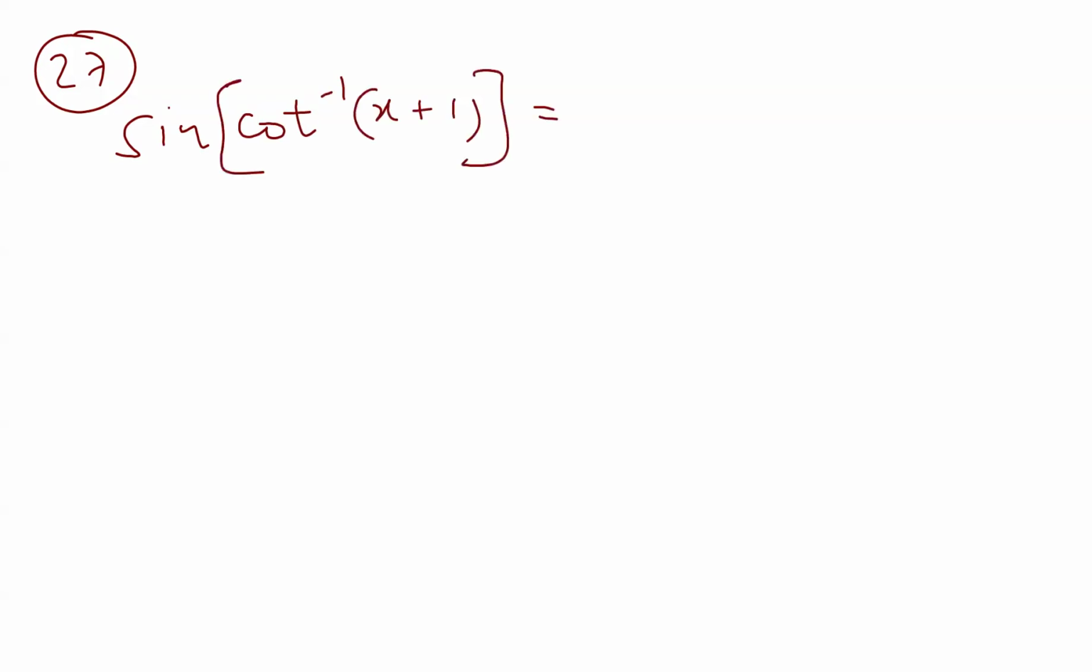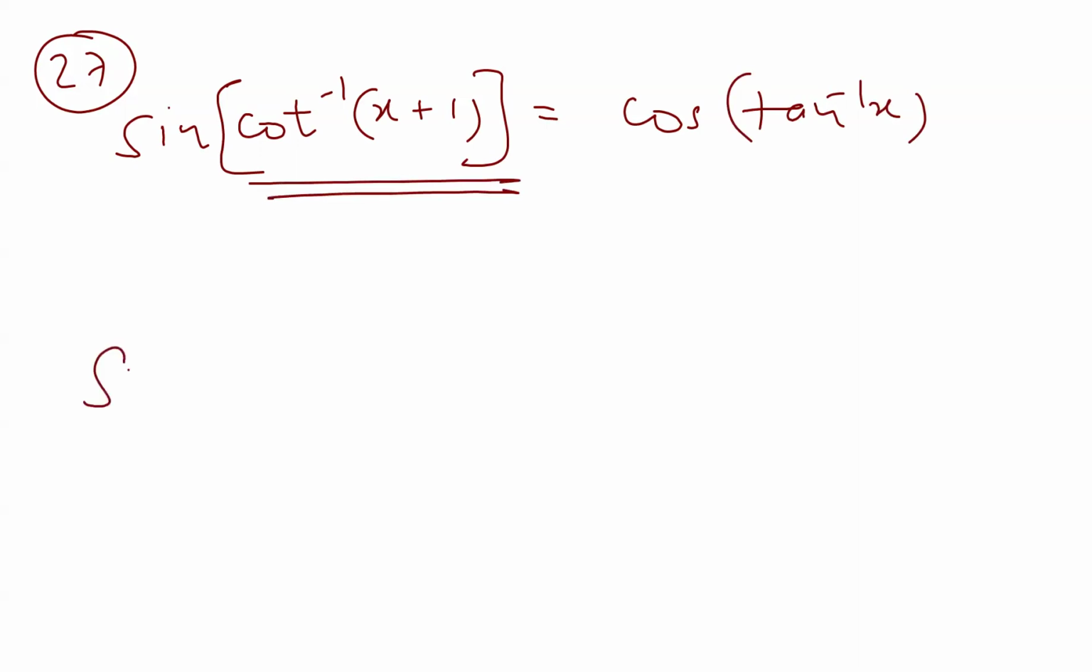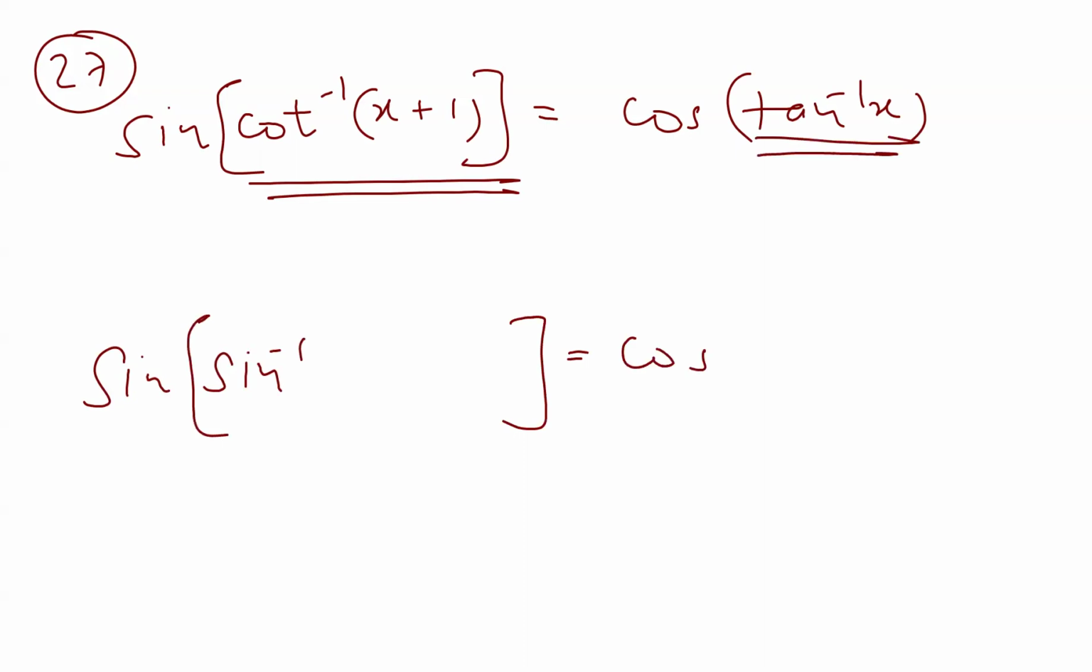Next problem, question number 27. Sine of cot inverse of x plus 1 is equal to cos of tan inverse x. Now by the triangle method, I'll convert this cot inverse into sine inverse, and by the triangle method, I'll convert this tan inverse into cos inverse. So we'll do it one by one.